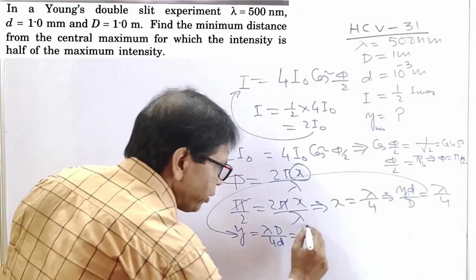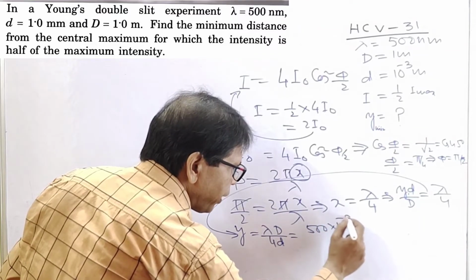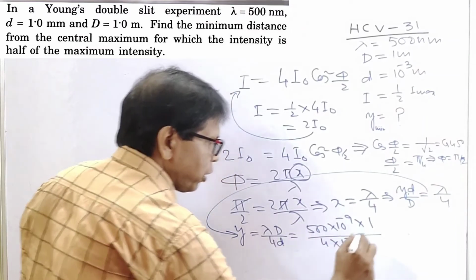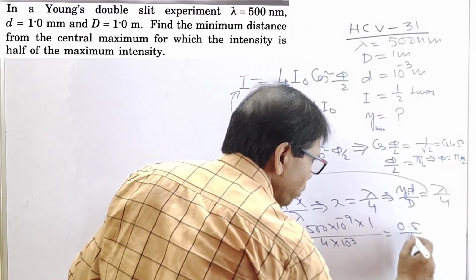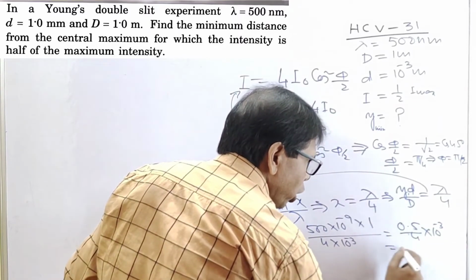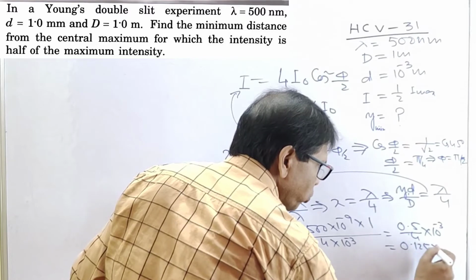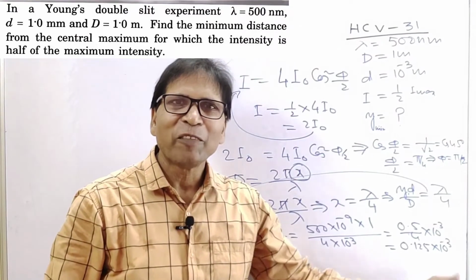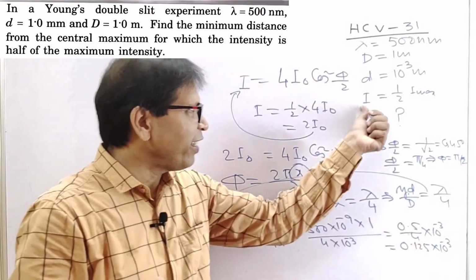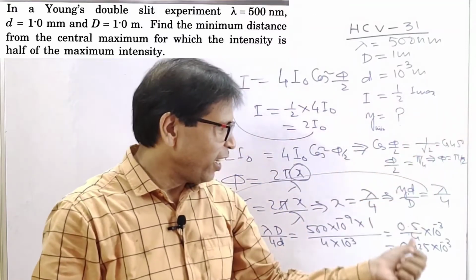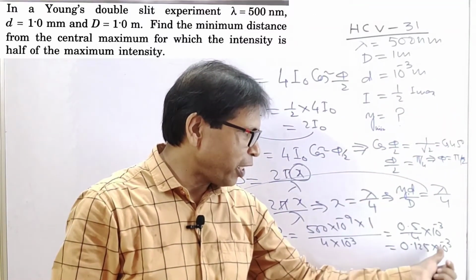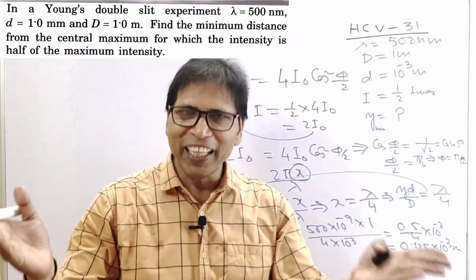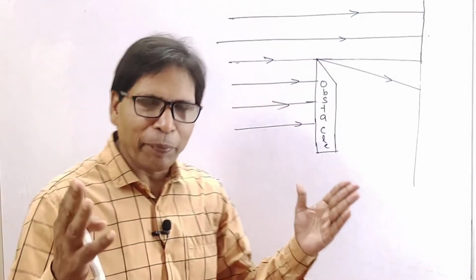Now lambda is 500 into 10 to the power minus 9, and D equals 1 divided by 4 into 10 to the power minus 3. So look at this, this is 0.5 by 4 into 10 to the power minus 3. So this is 0.125 into 10 to the power minus 3 meter. Therefore the minimum distance from the center of the screen where intensity is half of maximum intensity is 0.125 into 10 to the power minus 3 meter, that is 0.125 millimeter.